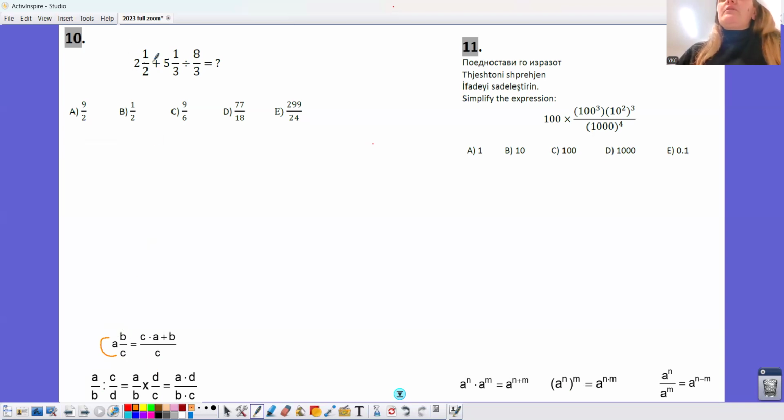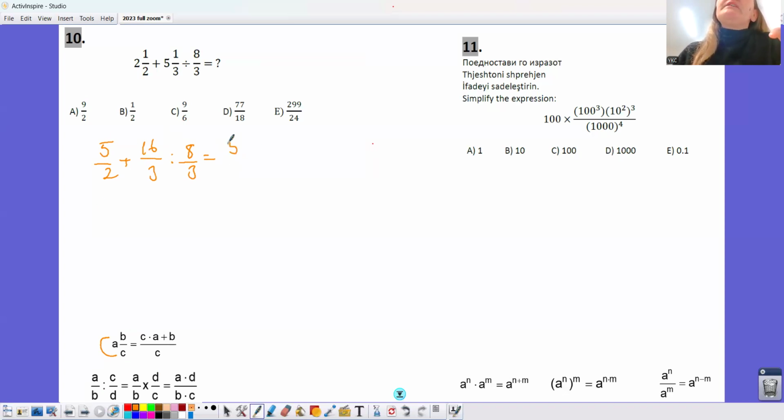So first I need to convert them to improper fractions, then we'll do the operations. So it will be 2 times 2, 4 plus 1, 5 over 2 plus 3 times 5, 15 plus 1, 16 over 3 divided by 8 over 3. Then when I am converting the fractions, I will continue the operations from Bedmas rule. First I need to do the division, then addition.